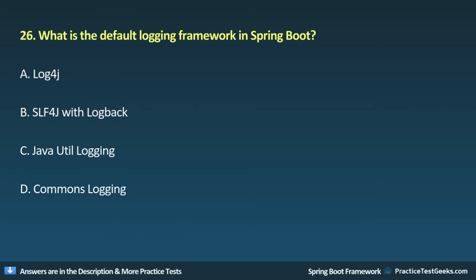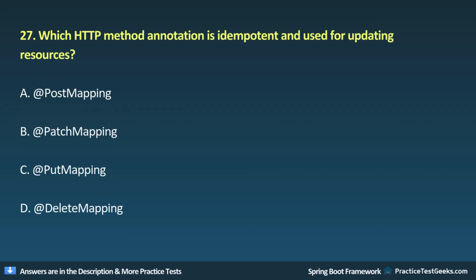A. Log4j. B. Logback. C. Java Util Logging. D. Commons Logging. 27. Which HTTP method annotation is idempotent and used for updating resources?